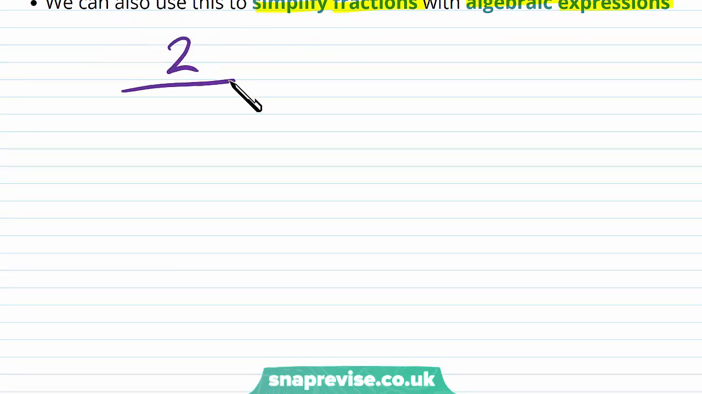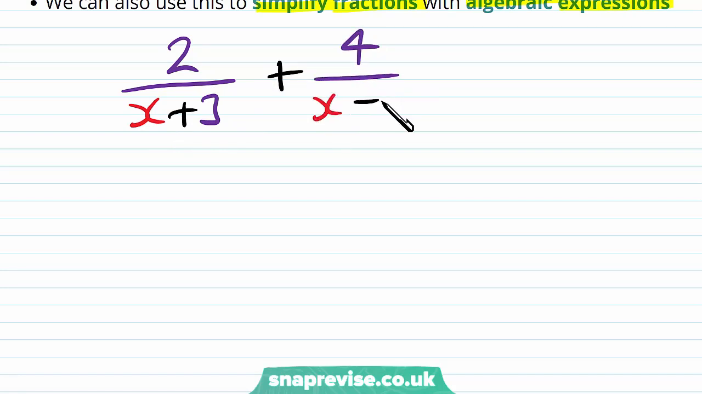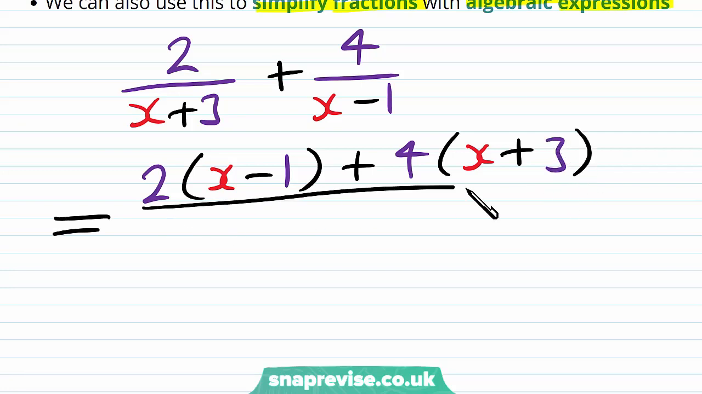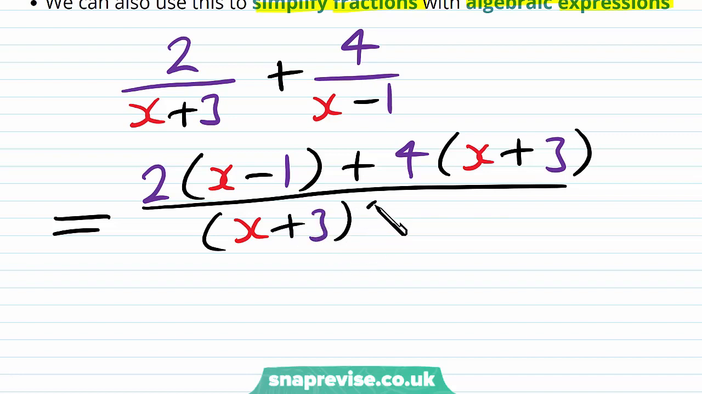Consider 2 over x plus 3 plus 4 over x minus 1. We can use the same method of cross multiplication and we get this is equal to 2 lots of x minus 1 plus 4 lots of x plus 3. And all of this is divided by x plus 3 multiplied by x minus 1.